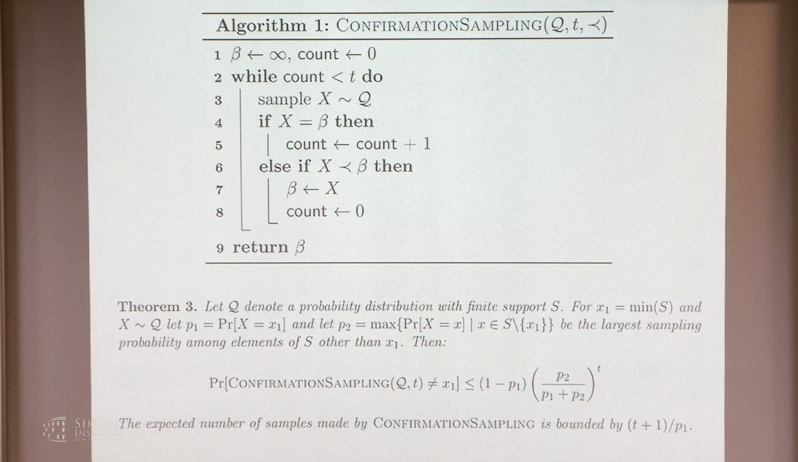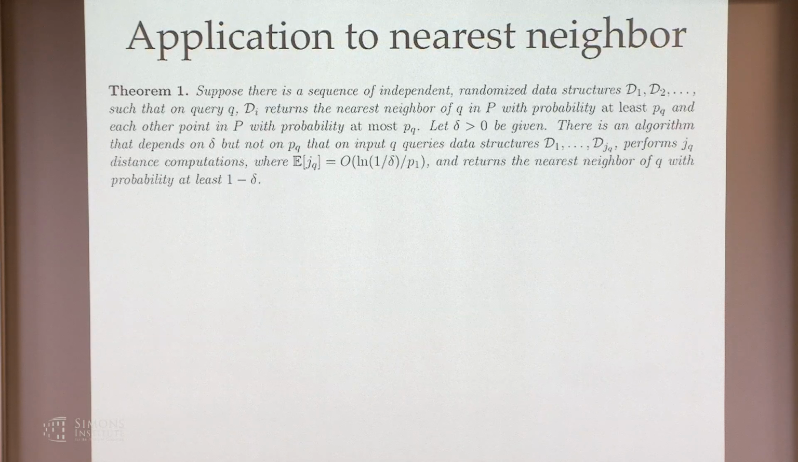So we can apply this to nearest neighbor. And now I'm just assuming that I have these data structures that each give us the nearest neighbor with some probability, and they give us other points with some probability that is not larger than that of the nearest neighbor.